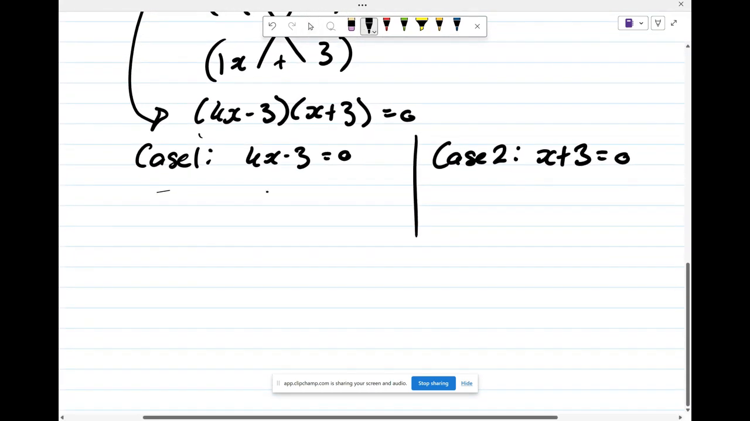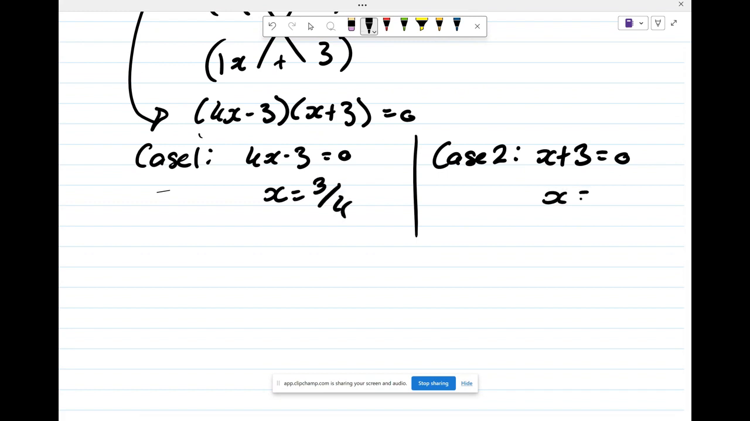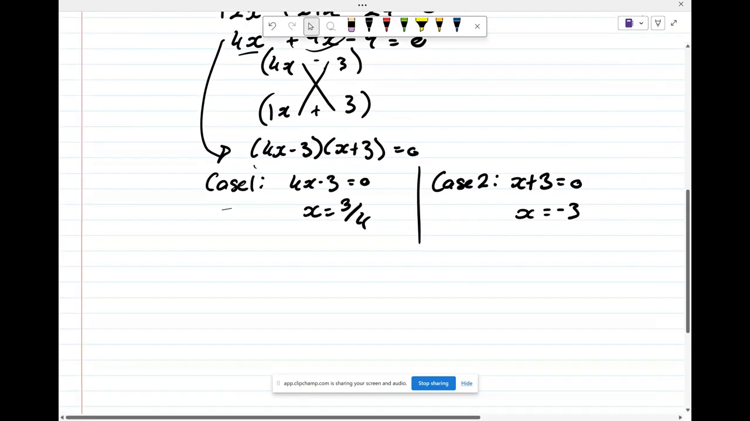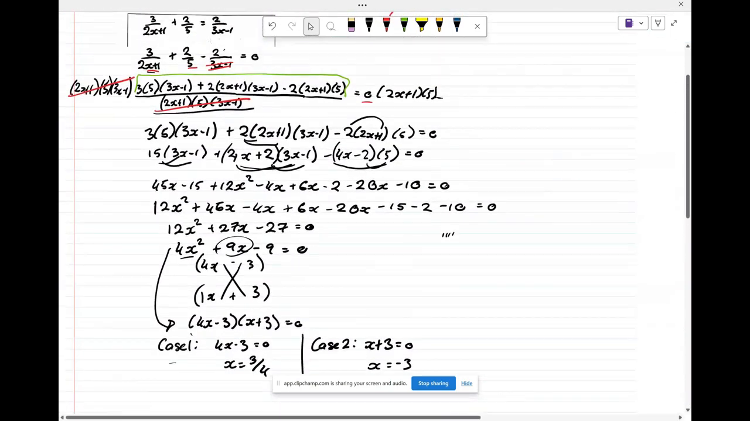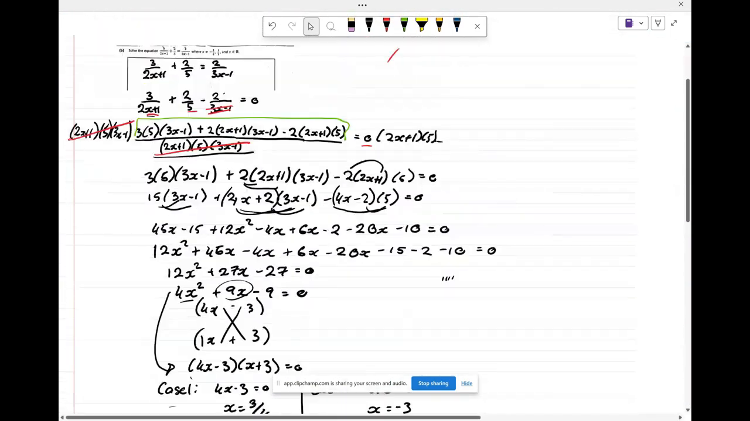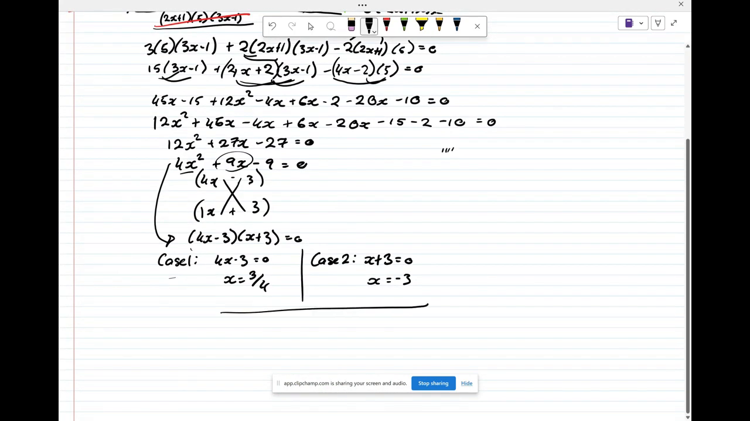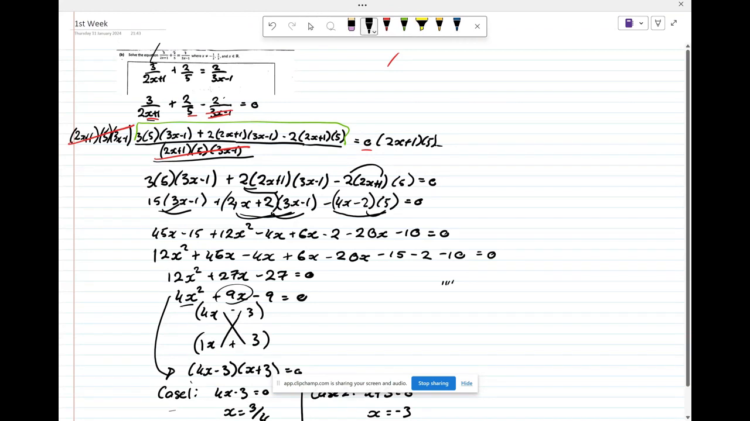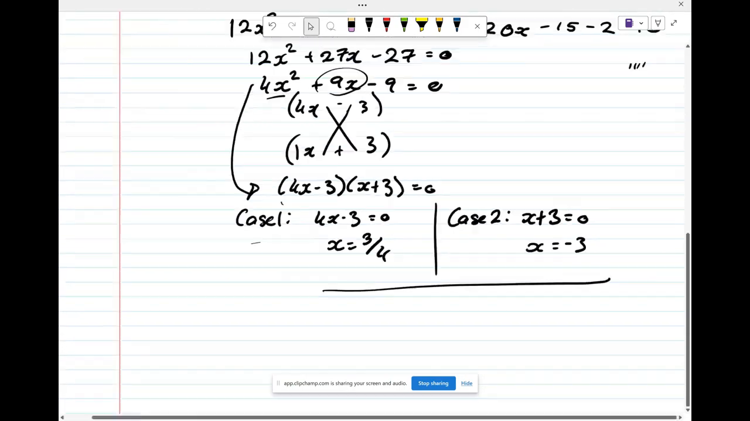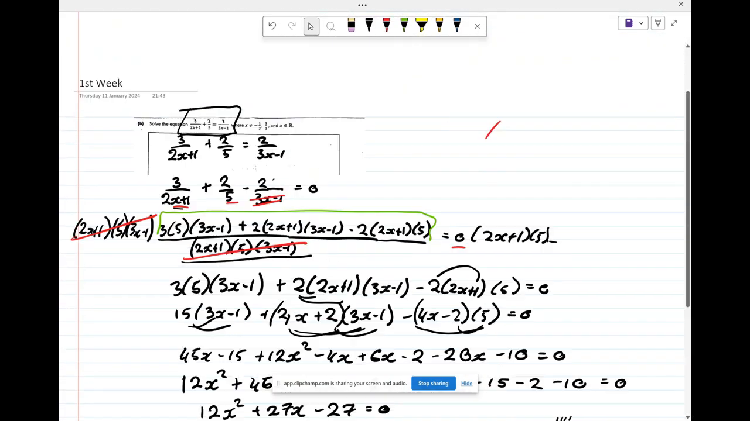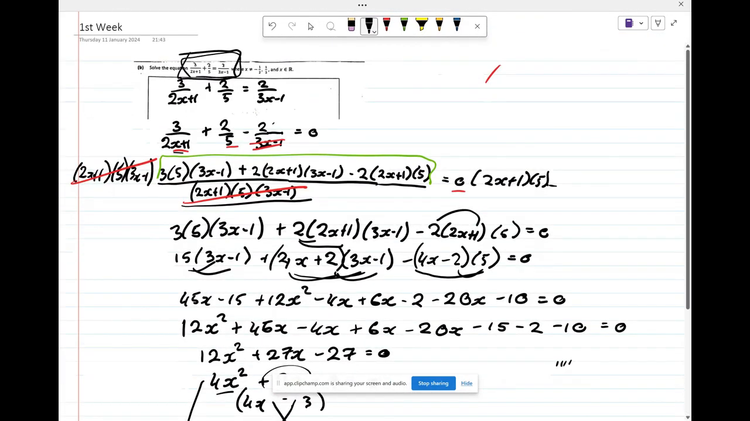In case 1, x is just going to be 3 over 4, and in case 2, x is going to be minus 3. And so that is the whole question done. We've solved the equation, so we found our two values for x, for which this equation up here is satisfied. And if we've done everything right, if we plug x back into our original equation, we should get everything to cancel each other out, and we'll get 0 equals 0. And that's how you know the equation is solved.